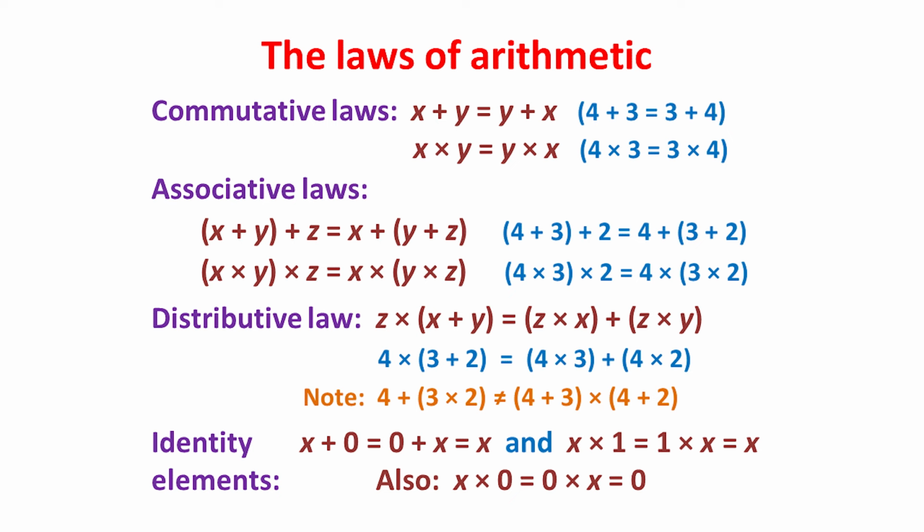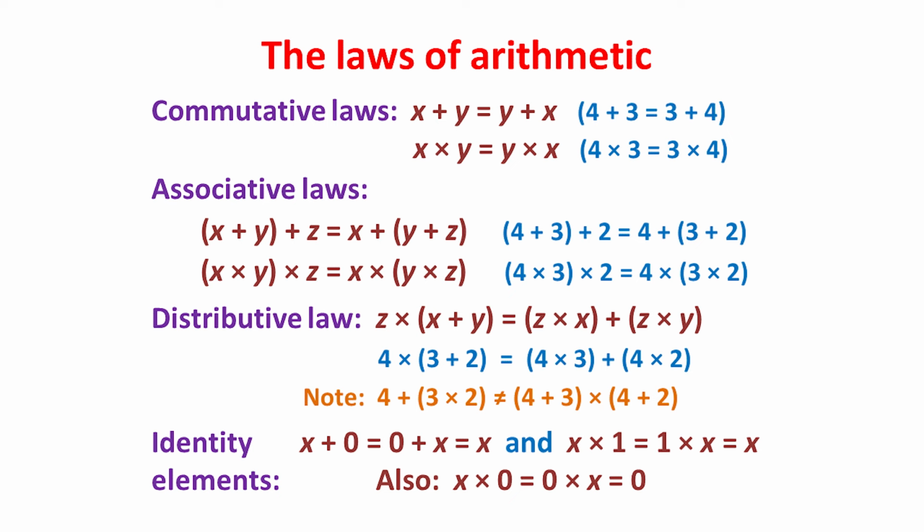We can also combine adding and multiplying in the distributive law. 4 times (3 plus 2) equals 4 times 3 plus 4 times 2. But we cannot switch plus and times. 4 plus (3 times 2) is not the same as (4 plus 3) times (4 plus 2).